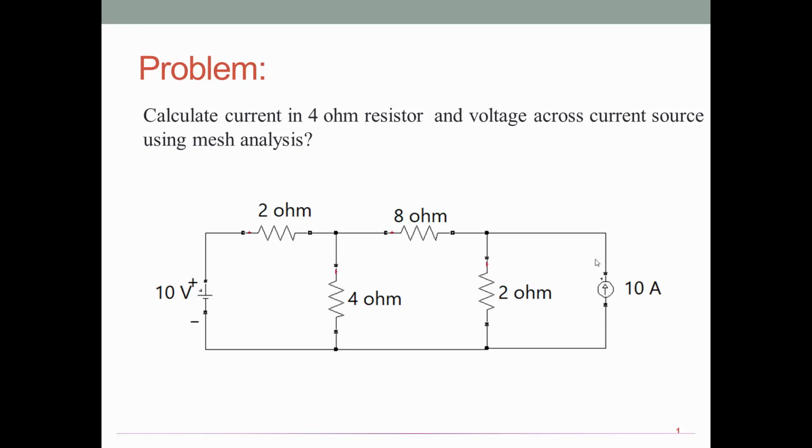So voltage across this 10 amp source may be calculated as voltage across this 2 ohms. In fact, both these two are in parallel. So it is better to calculate voltage across 2 ohm, which is same as voltage across current source.